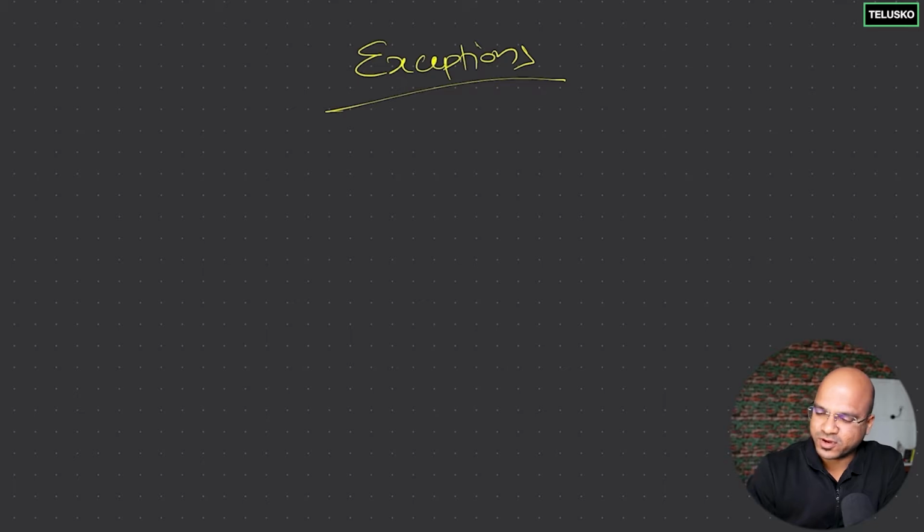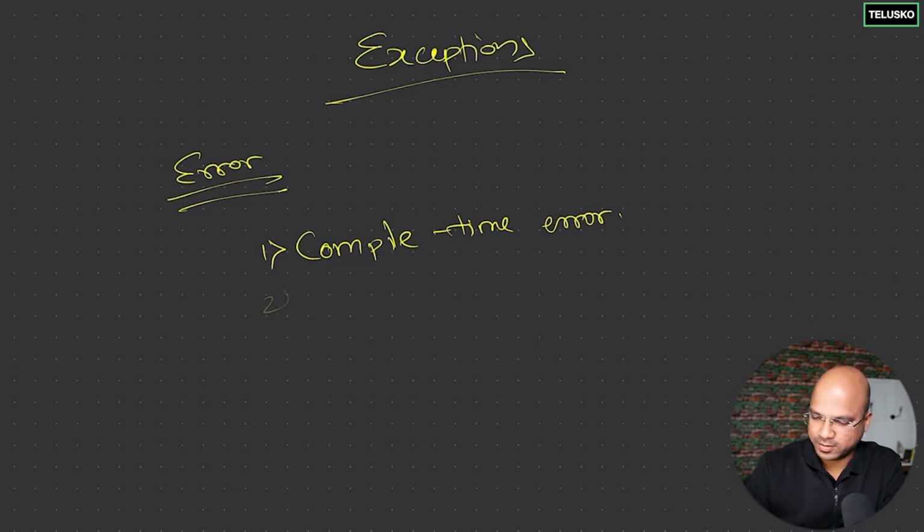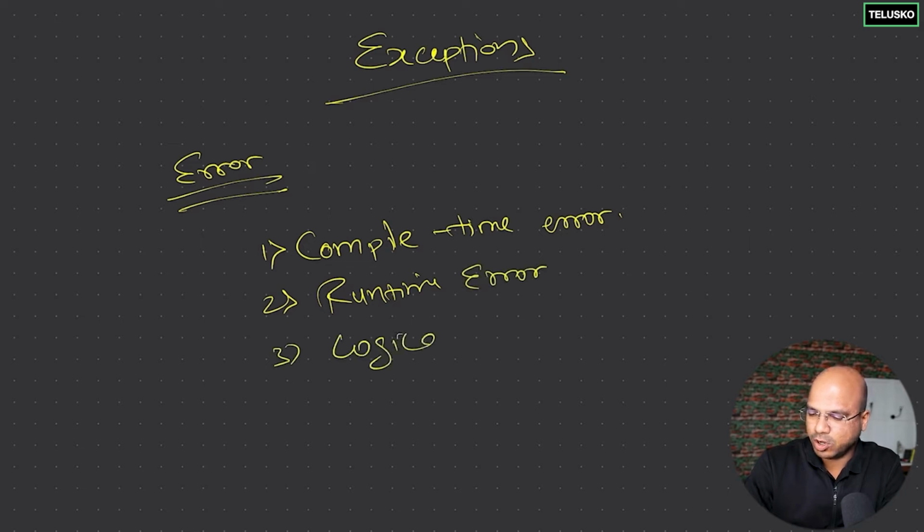In this video, we'll talk about exceptions. Before you understand exceptions, we first have to understand different types of errors. Basically, when you talk about errors, we have different types. The first one is the compile time error. Now, what are these errors? The second one is runtime errors, and the third one is logical errors.